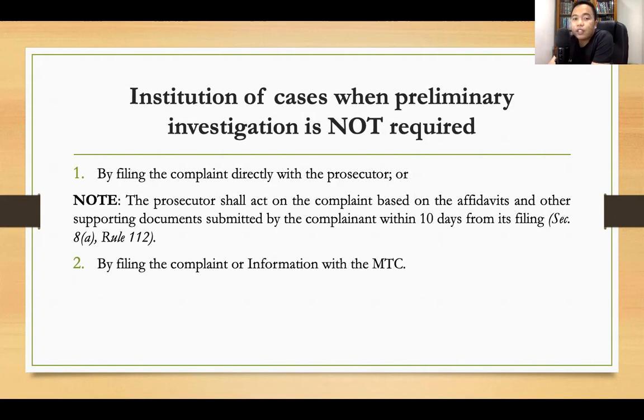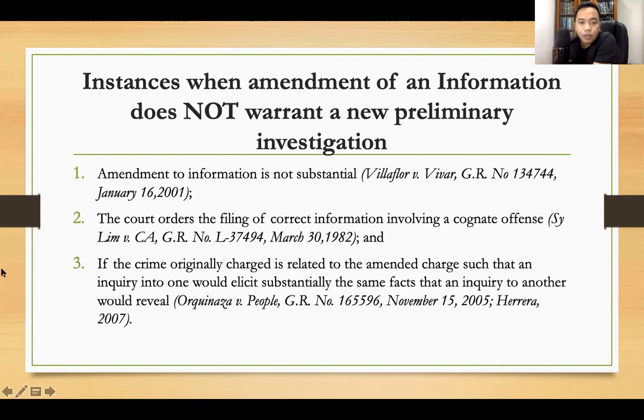First, you can file the complaint directly with the prosecutor. Note, the prosecutor shall act on the complaint based on the affidavits and other supporting documents submitted by the complainant within 10 days from its filing. And number two, you can file the complaint or information directly with the municipal trial court.